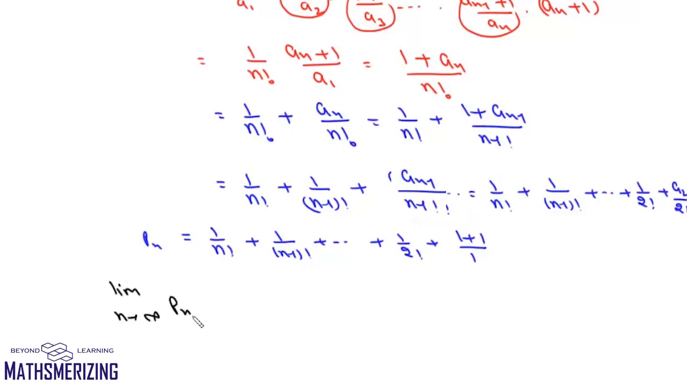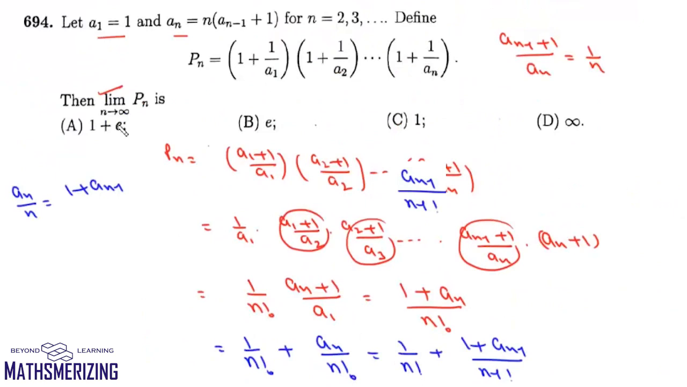Now if we take this limit n tends to infinite Pn, it will be 1 plus 1 upon factorial 1 plus 1 upon factorial 2, and this series it goes all the way up to infinite. It is nothing but e. So the value of this limit n tends to infinite Pn will be simply e, and that's your option B.